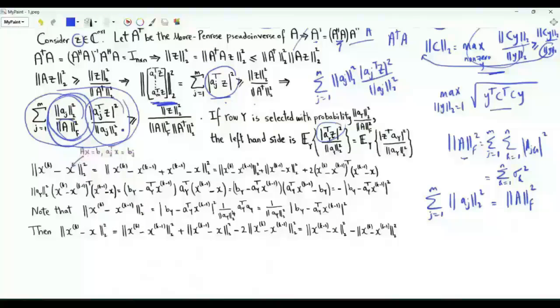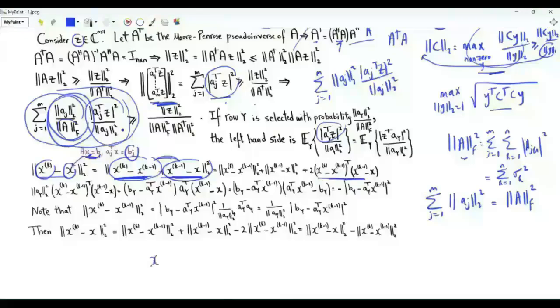We assume that AX is equal to B. This means that AJ transpose X is equal to BJ, the jth component in vector B. Let's investigate the L2 norm squared of the difference between X, the true solution to this system of linear equations, and the kth iterate, xk. Add and subtract x of k minus 1. The L2 norm squared of the sum of these two vectors is the L2 norm squared of this vector plus the L2 norm squared of that vector. Then we have the cross term, 2 times the inner product between these two vectors.